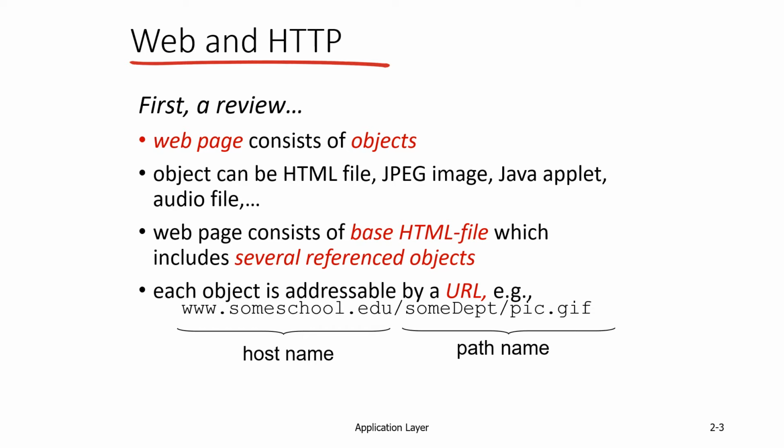If you leave this blank, if you just type in the host name someschool.edu, or type in forward slash some department after that, it will automatically pull the index.html file by default on the web server, which is the entire set of objects embedded or included in that web page. But you have the option of retrieving those objects individually as well.